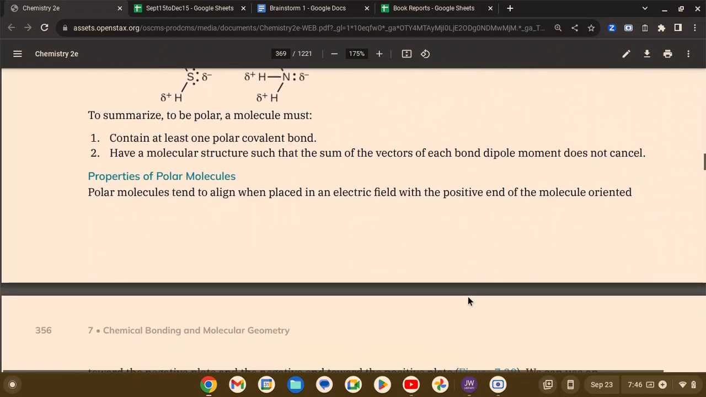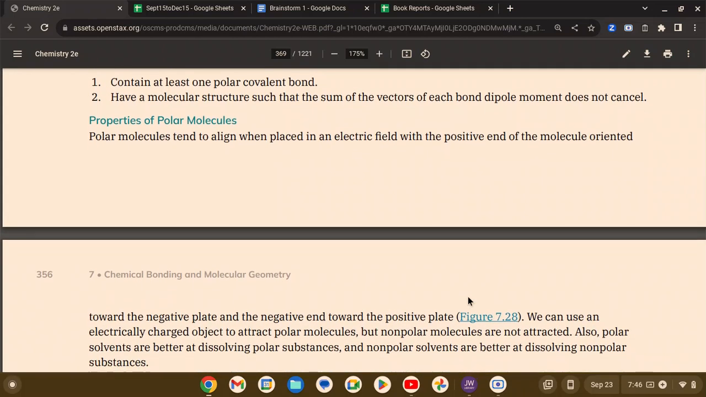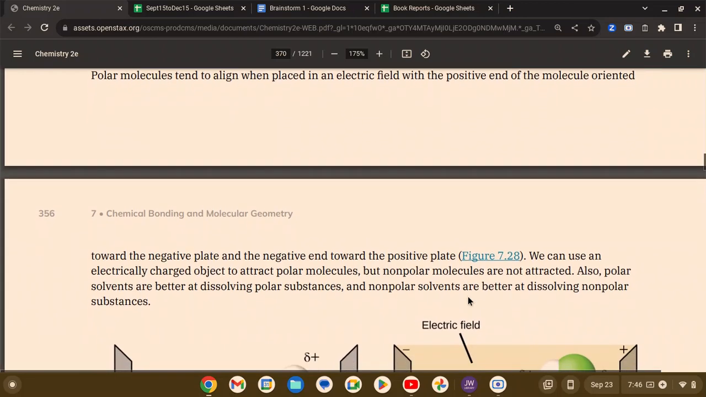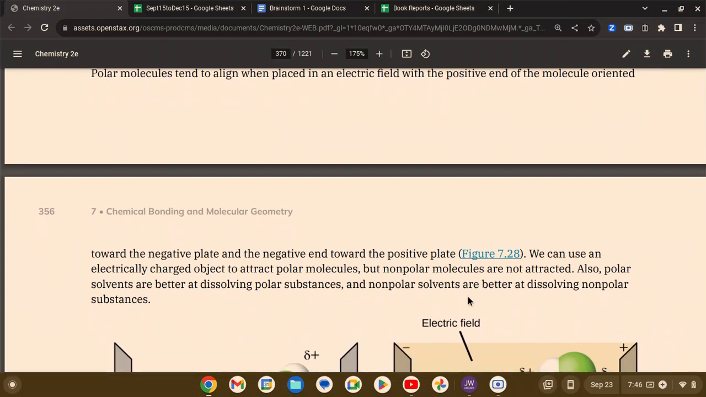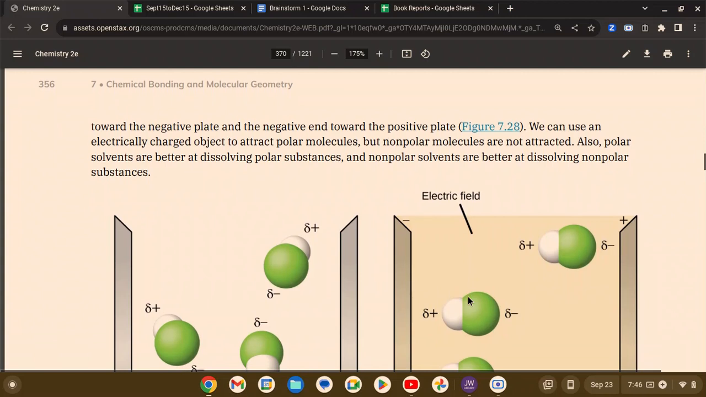To summarize, to be polar, a molecule must contain at least one polar covalent bond, and have a molecular structure such that the sum of the vectors of each bond dipole moment does not cancel. Properties of polar molecules. Polar molecules tend to align when placed in an electric field, with the positive end of the molecule oriented toward the negative plate and the negative end toward the positive plate.